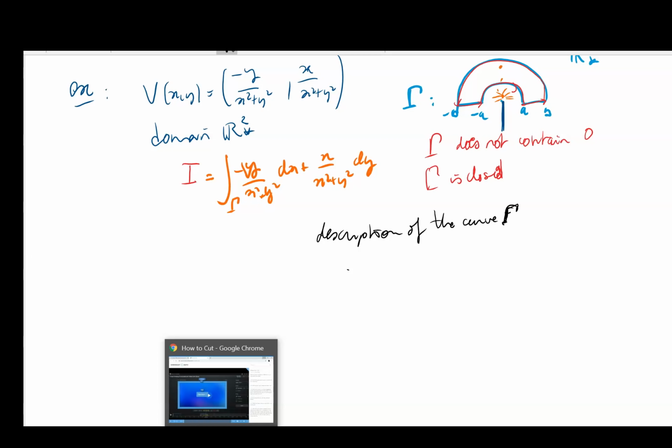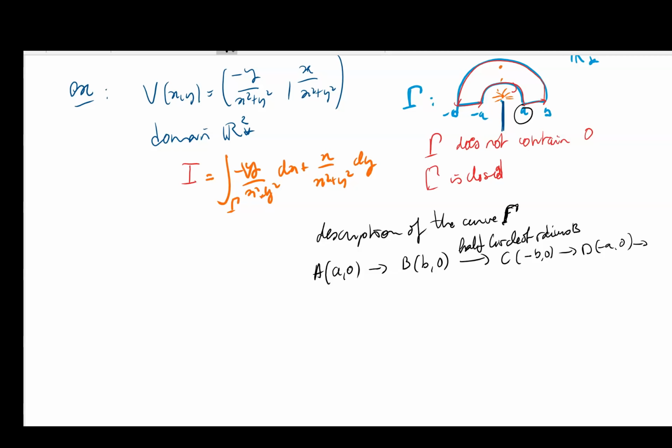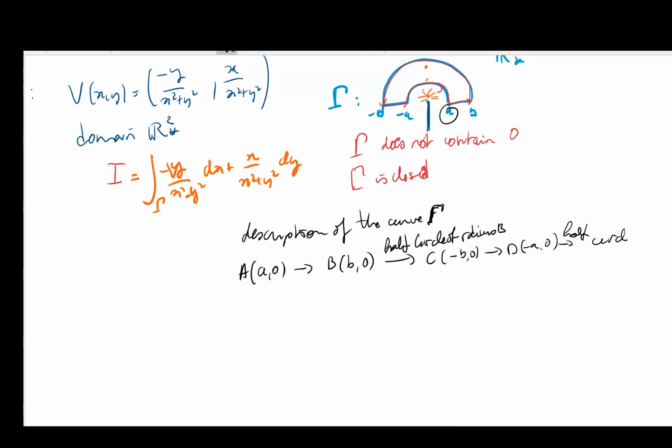Let's say we go from the point with coordinates A,0 to the point of coordinates B,0, then we use the half circle of radius B to go to point C of coordinates negative B,0, then a straight line to go to point D with coordinates negative A,0, and then a half circle of radius A to go back to point A. That means I've got several pieces to my curve: gamma 1, gamma 2, gamma 3, and gamma 4. I've got these 4 pieces.